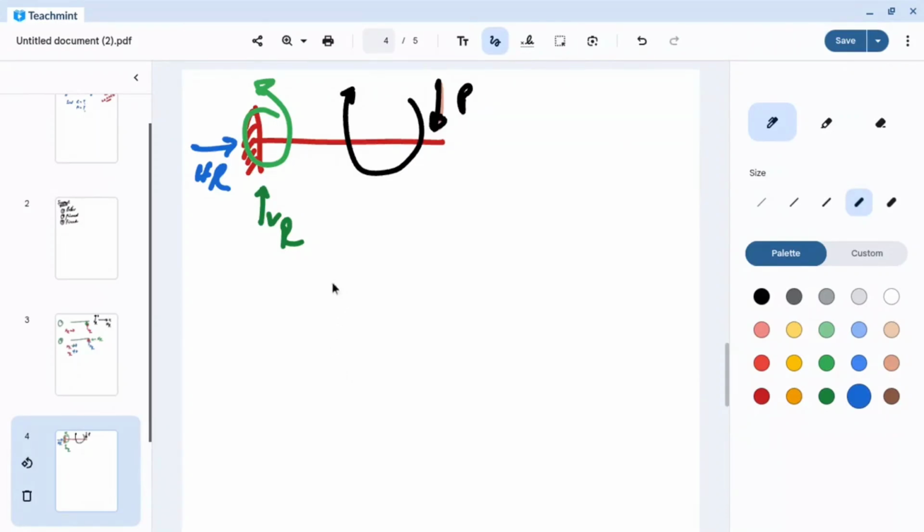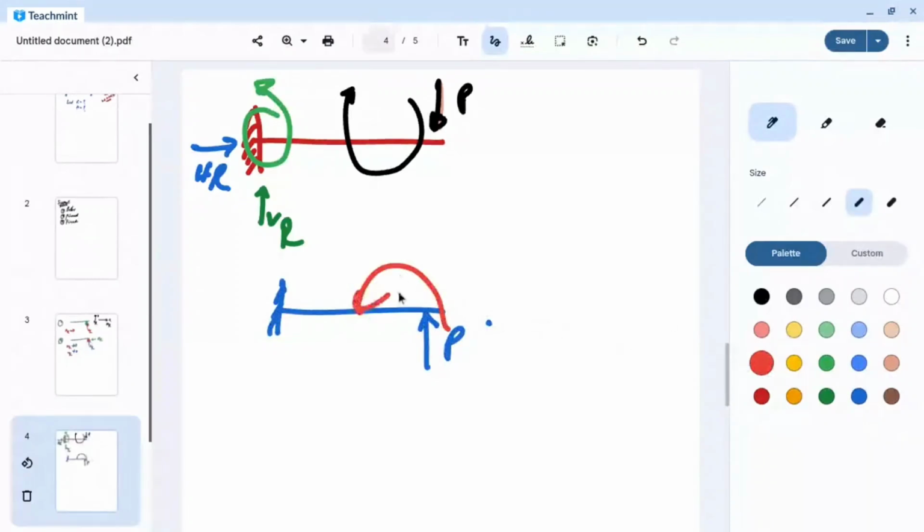Okay, so we take the straight beam. Anti-clockwise, see, already the moment from the load is in the clockwise direction. So in a fixed support there are three unknown reactions. In a fixed support there are three unknown reactions.